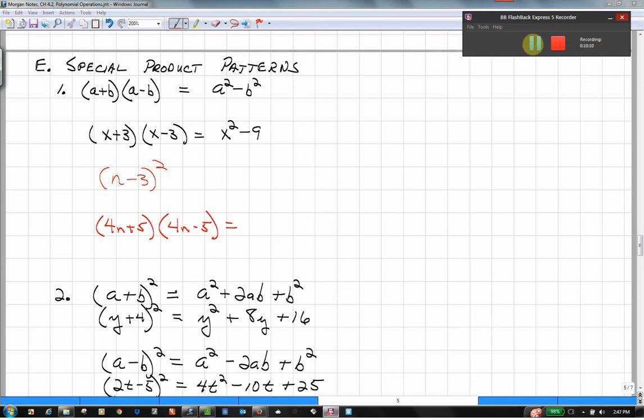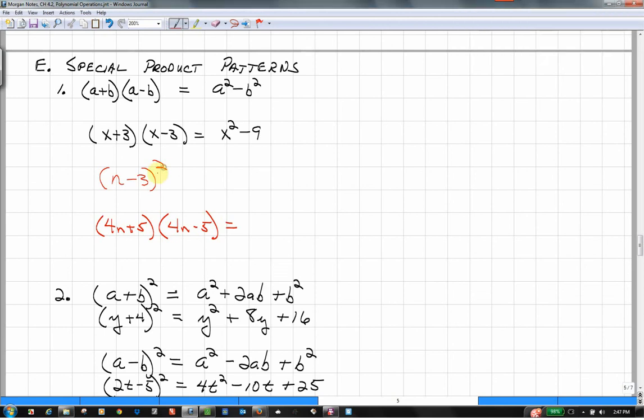A couple other little things that are in the book is we have a couple of special little patterns. If I have n minus 3, and let's make that cubed, you do not distribute the exponent. You never distribute the exponent into addition or subtraction. That's n minus 3 times n minus 3 times n minus 3. So the way you'd have to work that is you're going to have to first multiply these two n minus 3's together. That would be n squared minus 6n plus 9.